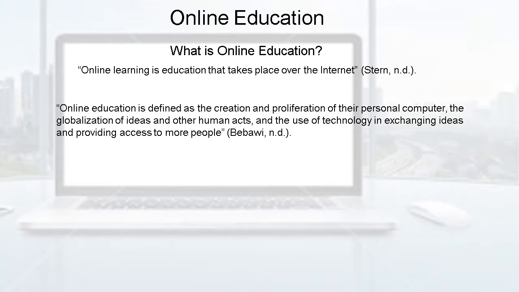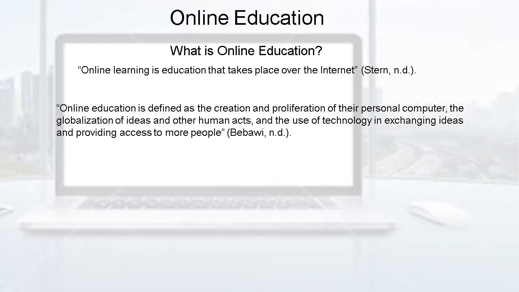Online learning. Online learning is education that takes place over the internet. So I know that the definition I chose is a little basic and vague, but I did that because online education gives you so much freedom that you can take something basic like that definition and turn it into something great.